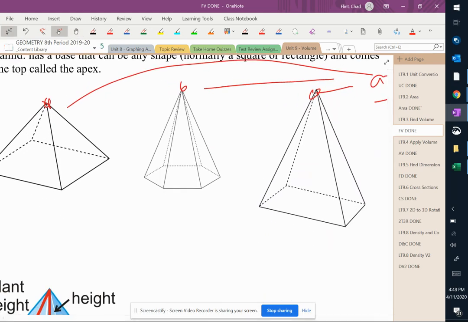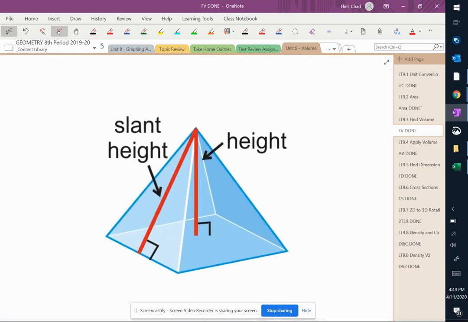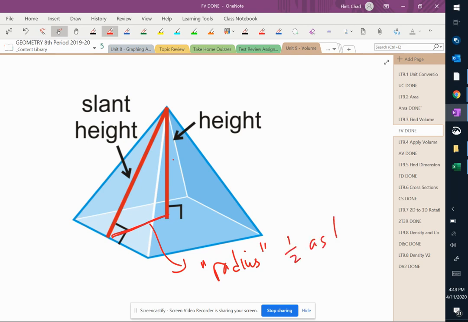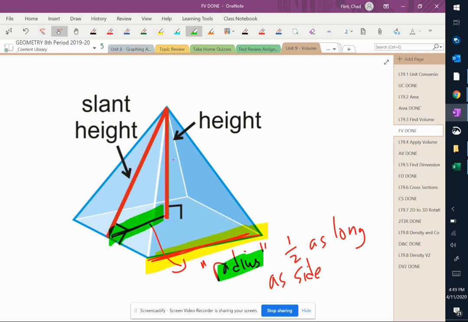If I go down to a pyramid here, it's the same idea, and I'll look at this bottom one. If I draw in to make this thing into a right triangle right there, I have a right triangle with the height, the slant height, and then this thing doesn't have a name. I call it a radius in quotation marks because it's half as long as a side. So that thing is half as long as that. So if I highlight this in yellow, this green side is half as long as that. So the radius is half as long as a side in yellow.